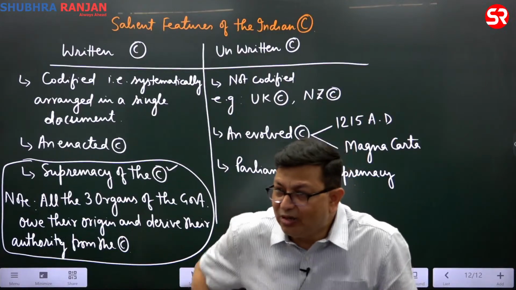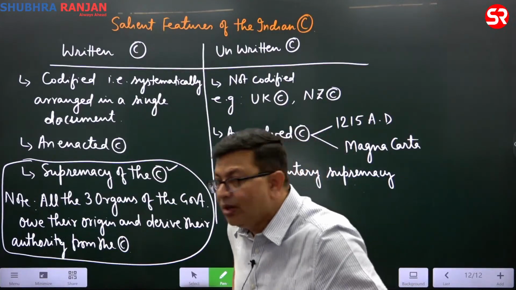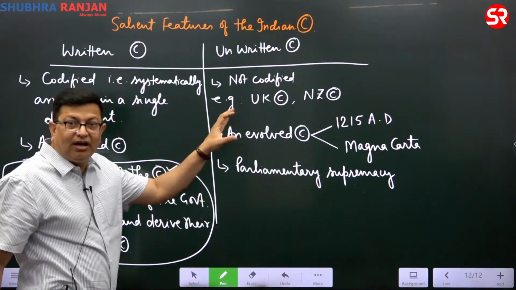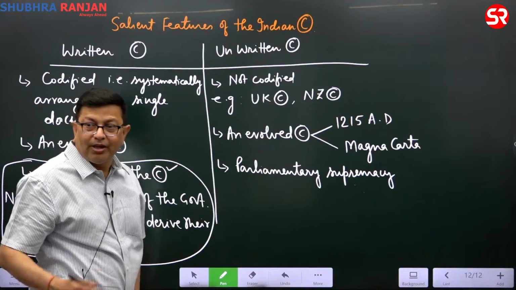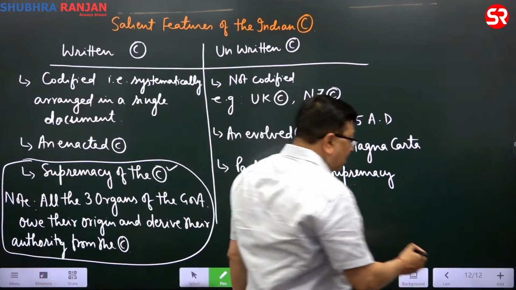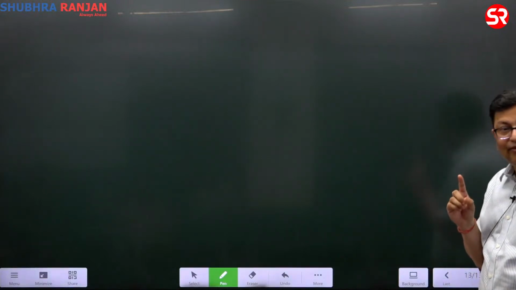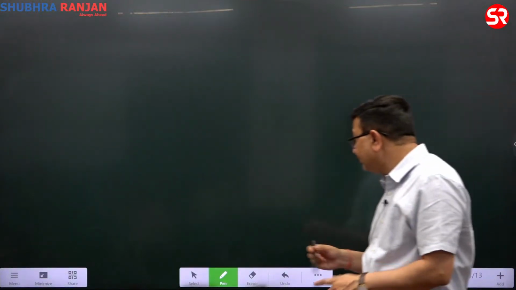So we have a written constitution, and to develop a better understanding, we discussed the unwritten constitution also. Now coming to the second or the next salient feature of the Indian Constitution.